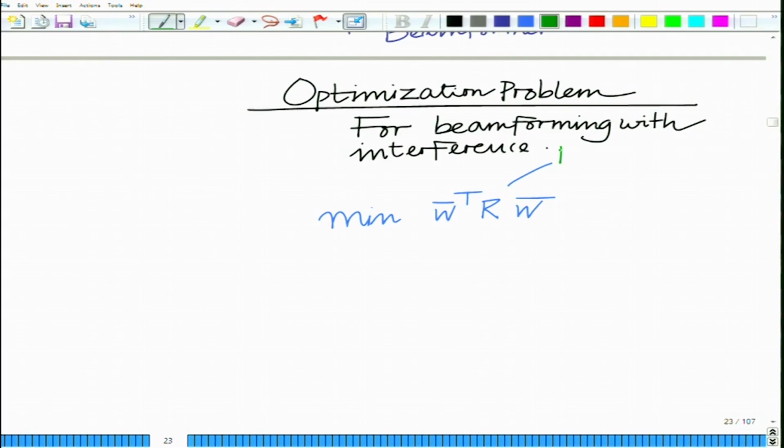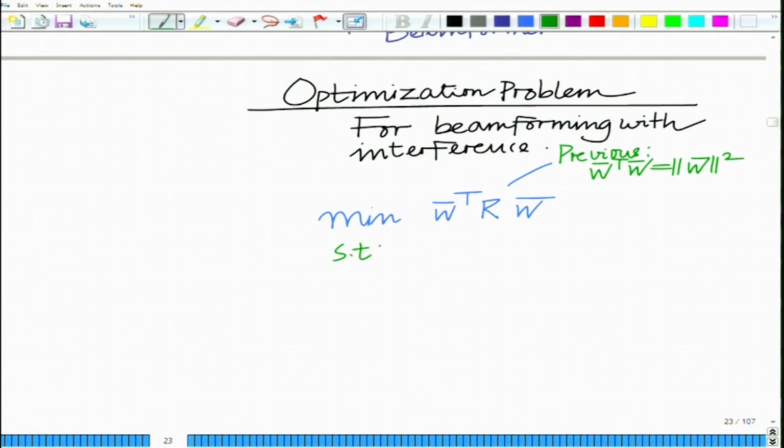Previously, this was simply W bar transpose W bar, equals norm W bar square, when you simply add noise. Now, you have the noise plus interference, therefore it is W bar transpose R W bar, where R is the noise plus interference covariance. That is the only difference. Subject to the constraint, what is your constraint? The constraint is W bar transpose H bar equals 1. Gain in the direction of the signal equals unity.